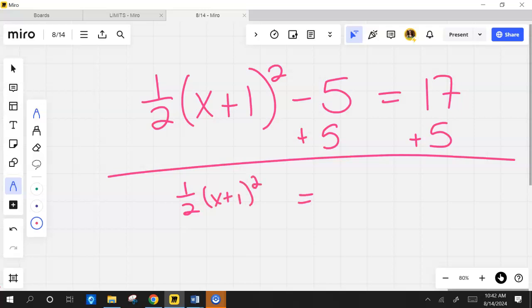What's 17 plus 5? 22. I would actually take 8. All right, so what's next? What's next? Multiply. What am I multiplying? So multiply by 1/2.